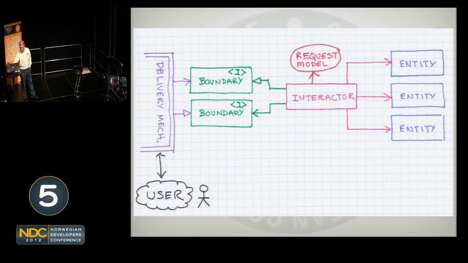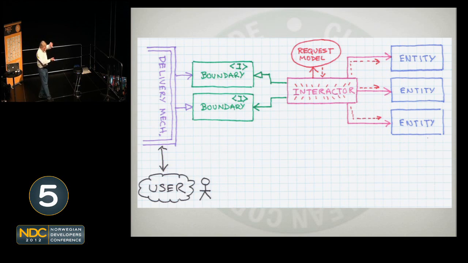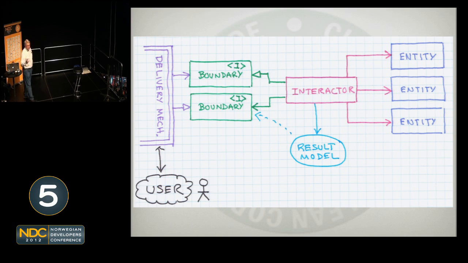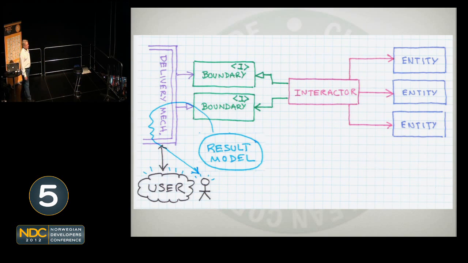Notice how the interactor derives from one of the boundaries. The controller will use that interface to send the request model into the interactor. The interactor then sends data to the entities. It controls the dance of the entities. It invokes their application independent business rules. It invokes its own application dependent business rules. Then it gathers up the data from the entities to create the response model, which it then passes back through a boundary. Notice the opposite inheritance relationship here. The controller, or maybe something else in the delivery mechanism, derives from this boundary and passes that result model back into the delivery mechanism so that it can be displayed.